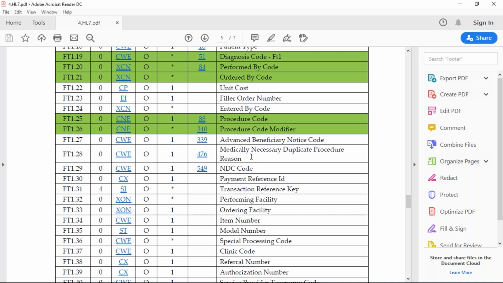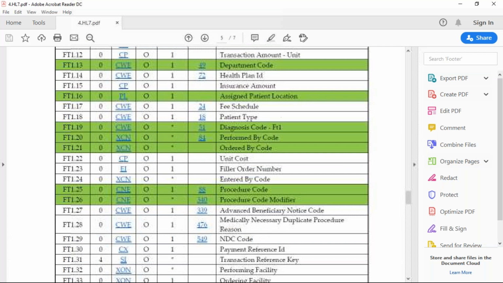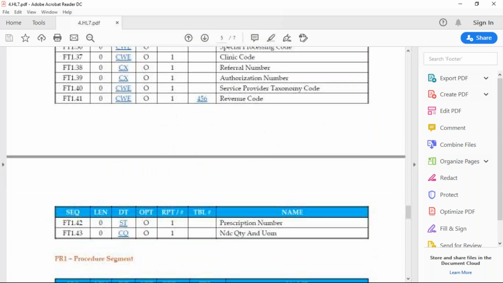In that way, FT126 plays a very major role in identifying the appointments, in identifying the procedures that have been performed, and modifying those procedures according to the need, so the insurance claim can be clearly processed. So those are the important fields of the FT1 segment.